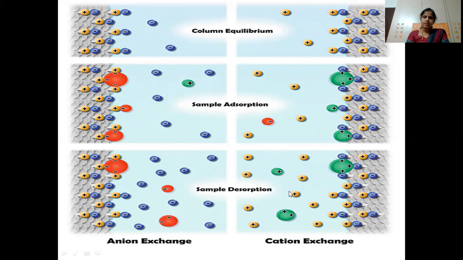After that, we need sample desorption. So whatever this green colored part is there, we have to get back these ions also, that is the positive charge ions. So again, by changing the buffer pH, these positive charge cations will get dissolved from the exchanger and then it is being eluted out. So this is how the exchange of ions takes place.